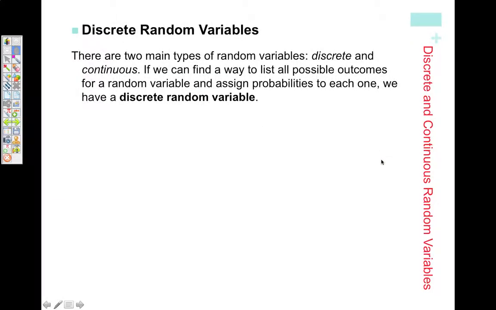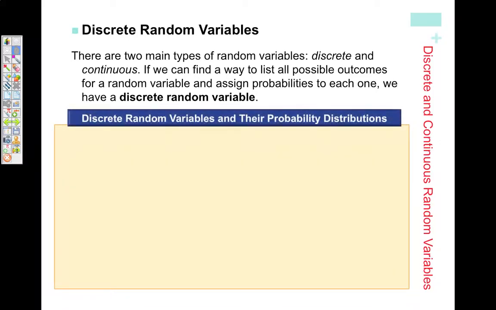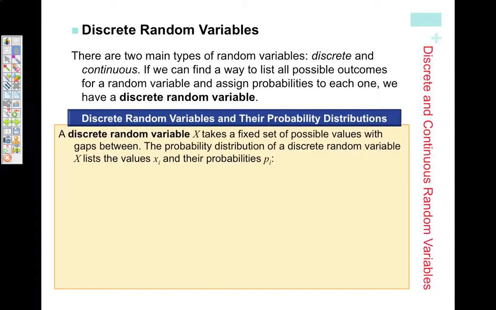So 2 types of random variables. We've seen these terms before, discrete and continuous random variables. Discrete are countable, continuous is measurable. A discrete random variable takes on a fixed set of possible values with gaps in between. The probability distribution lists all the possible values, the x's, and their probabilities, the p's. So it will look like this. We have a list of x values and a corresponding list of probabilities.